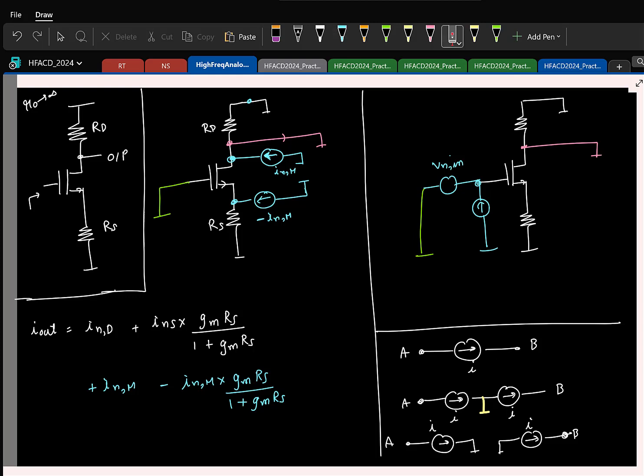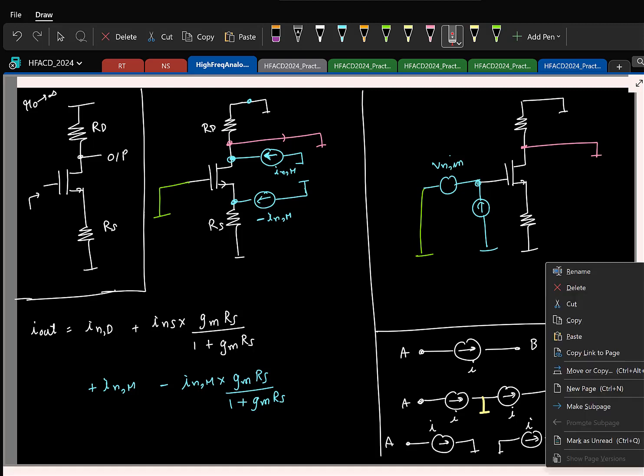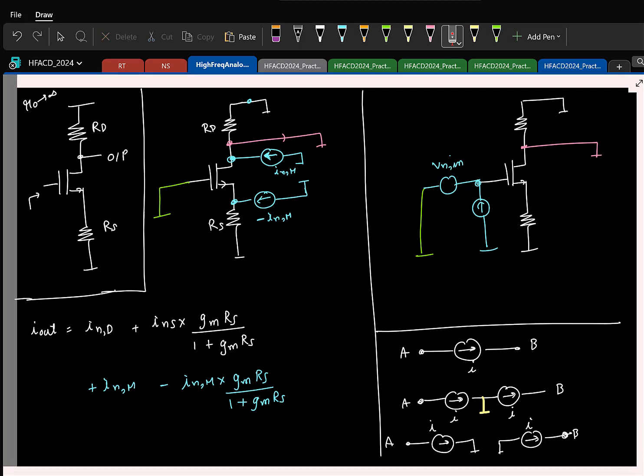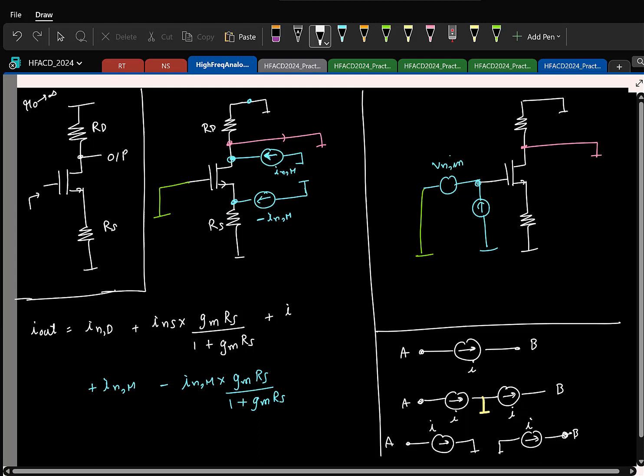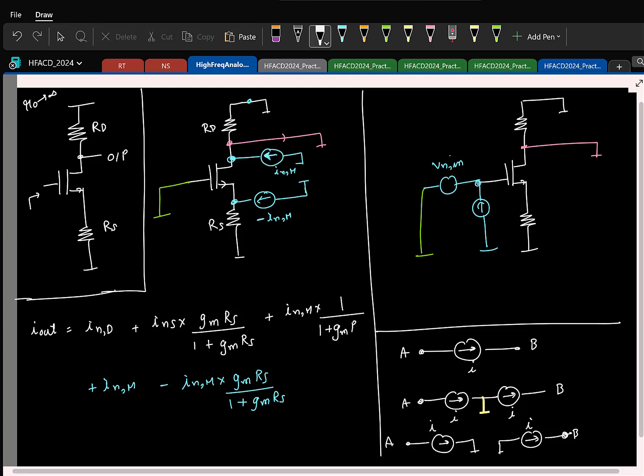So you just have to be careful with the polarity here, that's all. Because if you flip the current polarity, everything gets messed up. If you are careful with this, then this is easy. So then you can simplify this. So if I simplify this, I'll have INM times 1 by 1 plus GMRS. Okay, this I have just simplified.